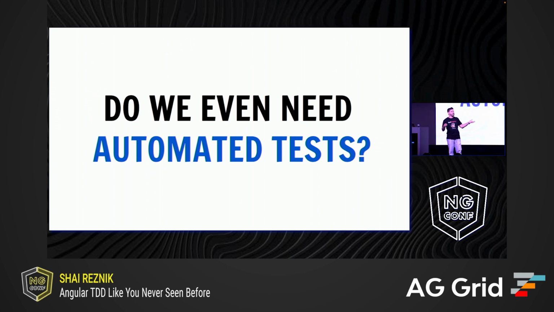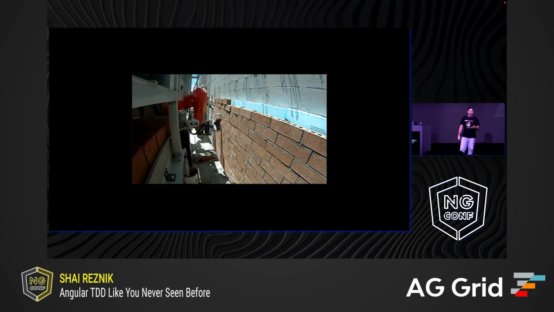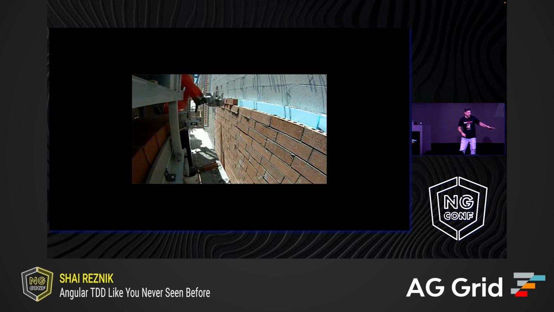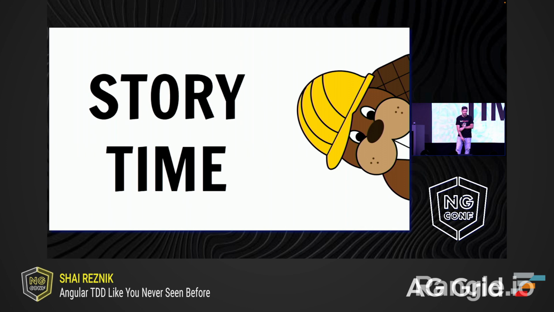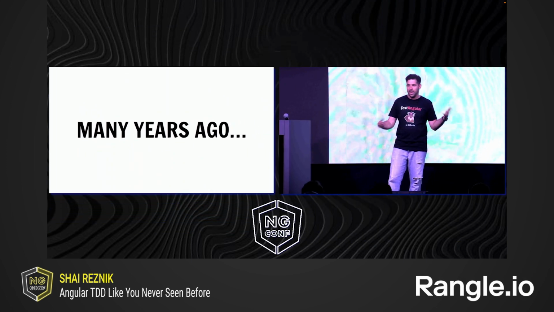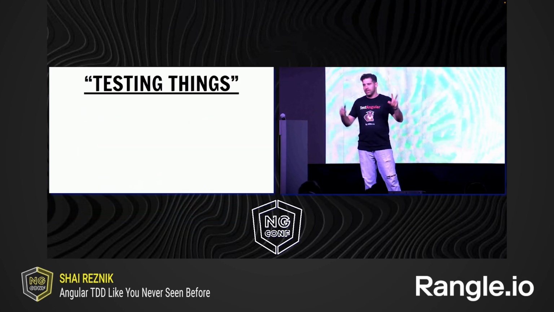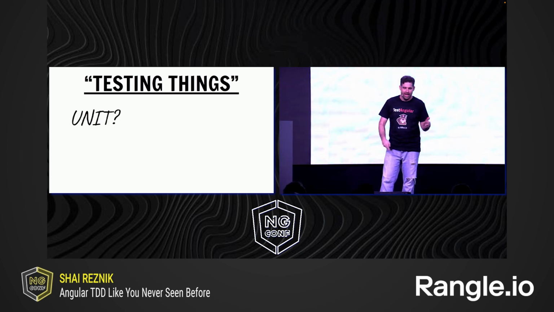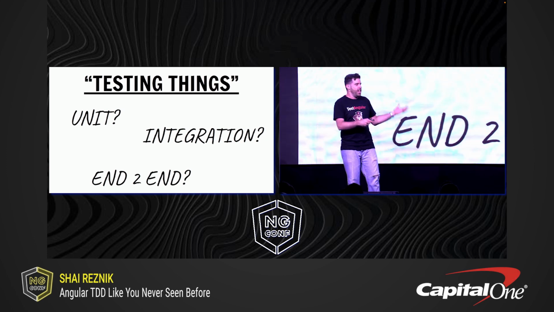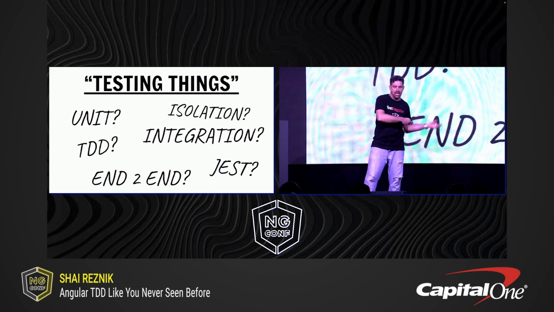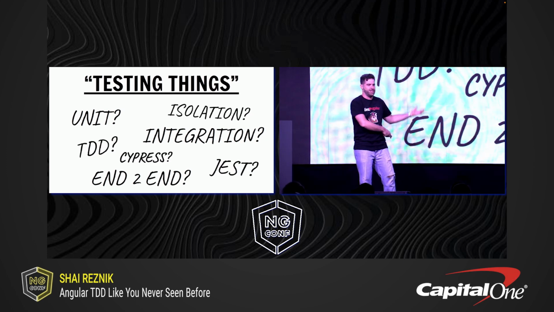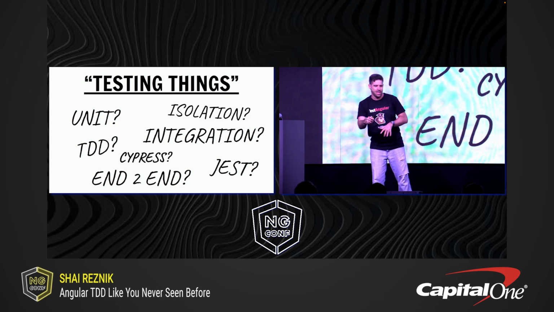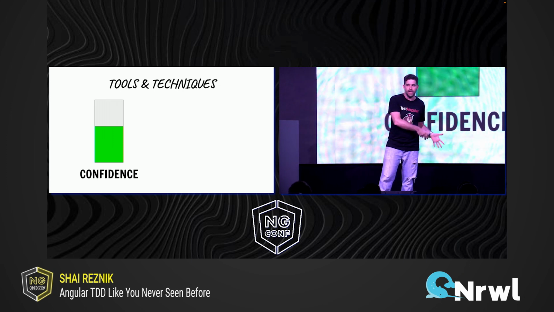So do we even need automated tests? My experience says that anything a robot can do, it should do, and we should focus on the more meaningful stuff. Now, story time. Many years ago, when I first started learning about testing, I learned a lot of things, like unit and integration and end-to-end and isolation and TDD and, more recently, Jest and Cypress. I got all this confusion and kept jumping from one thing to another and kept searching for confidence.